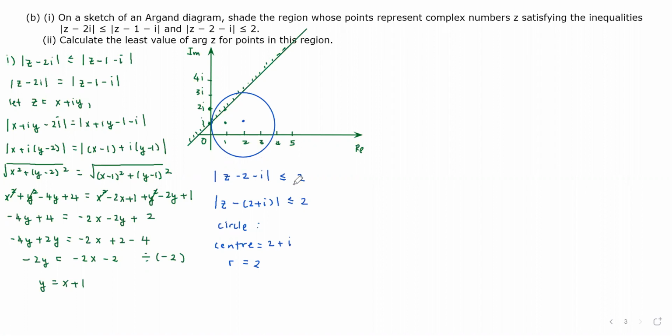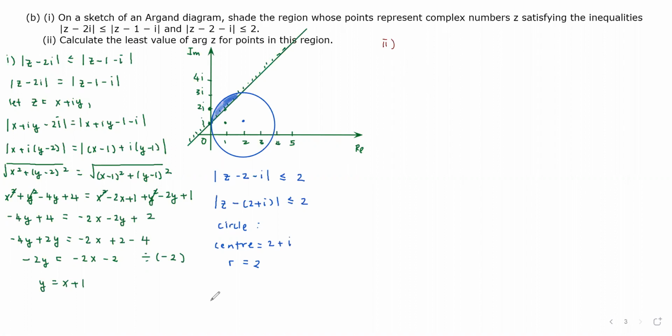We need to shade the region inside the circle and above this line. That is the only region that is inside the circle and above the line y equals x plus 1. So that gives us the solution for part 1.